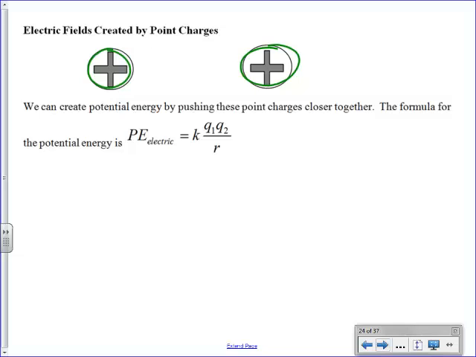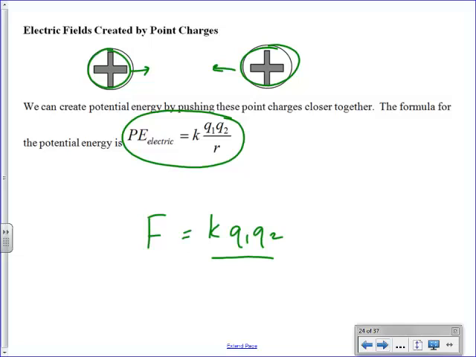Well, it turns out that we can quantify the electrical potential energy that is stored when we push these two charges together, and it's just equal to K Q1 times Q2 over R. I'd like you to recall that Coulomb's law is K Q1 Q2 over R squared. So really what we're doing here is we're multiplying by a distance, and a force times a distance is equal to work, and work then is equal to this energy that is stored.